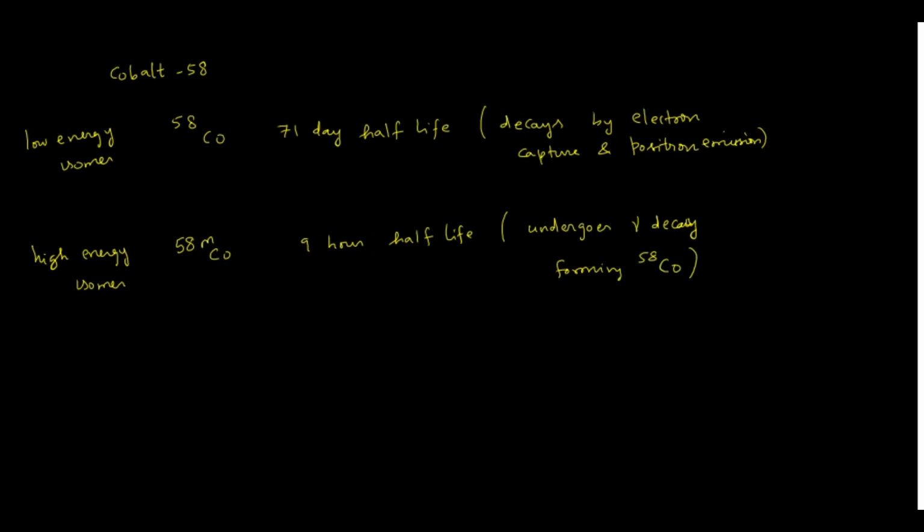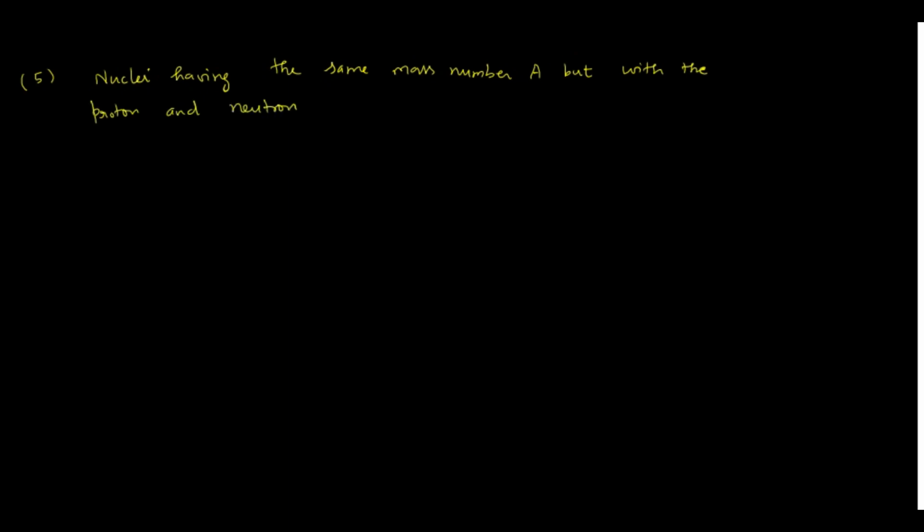Okay, the next one, suppose the fifth one, is nuclei having the same mass number A, but with the proton and neutron numbers interchanged. So what does it mean?